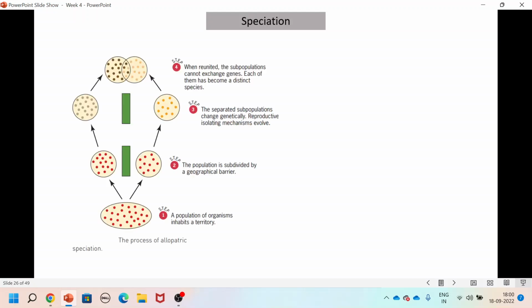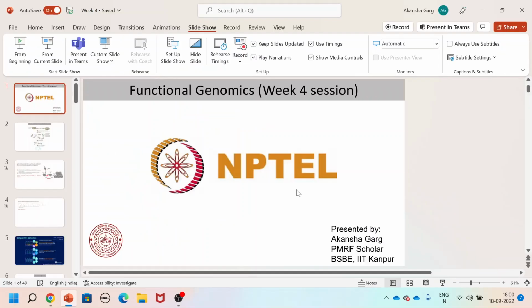So, what are the different types of speciation events that have happened during the course of evolution, or that can happen?